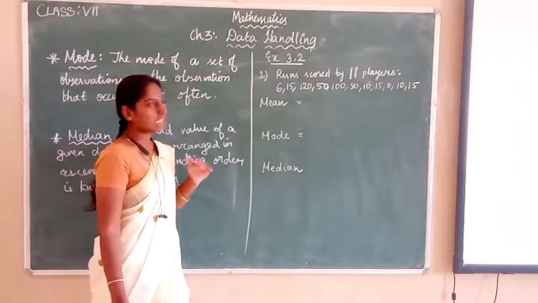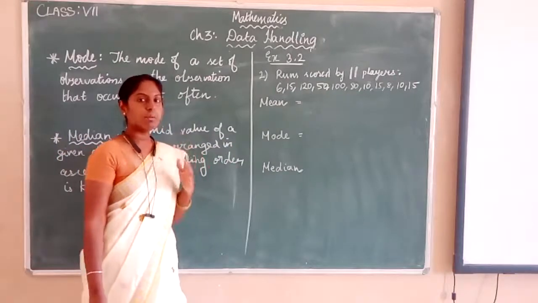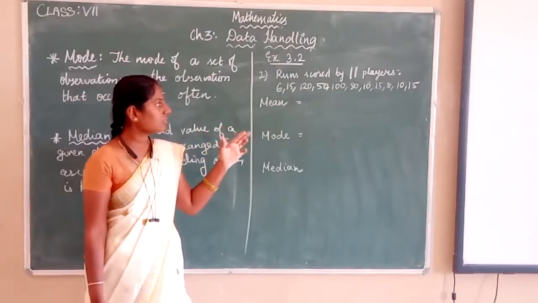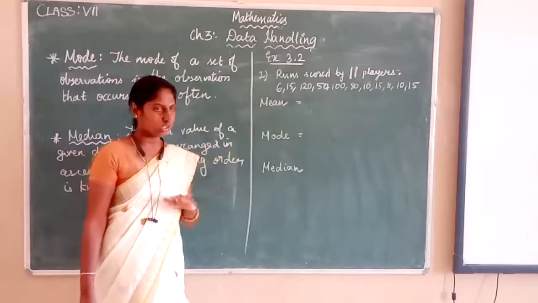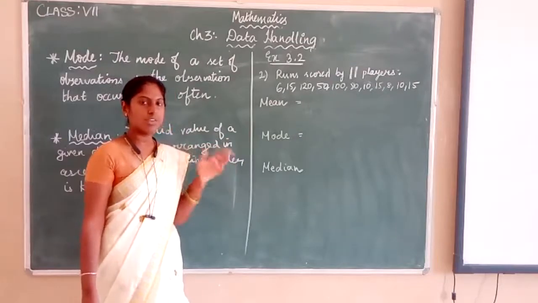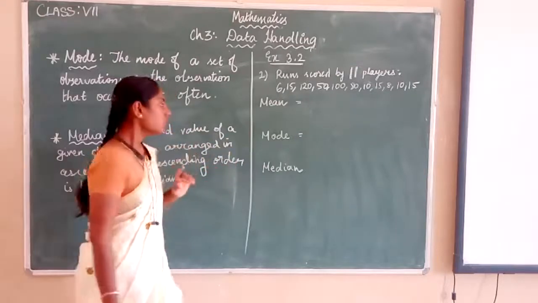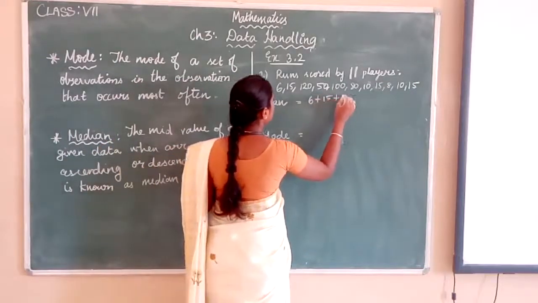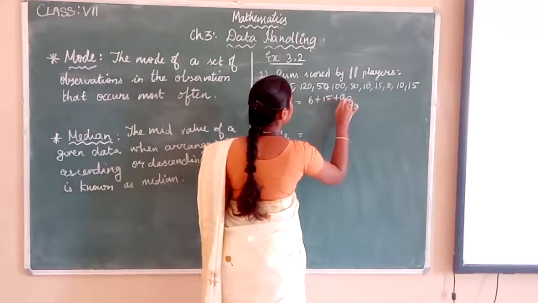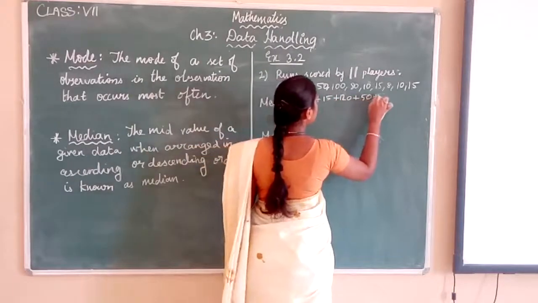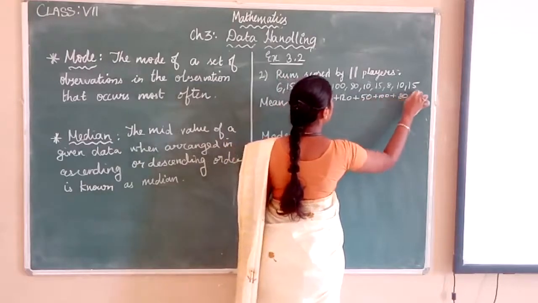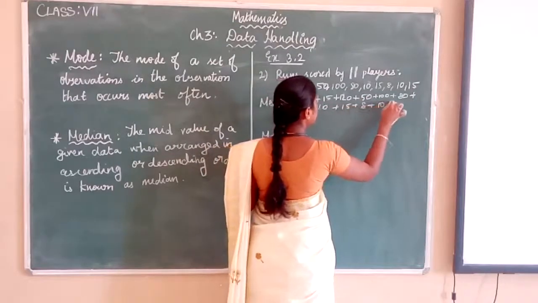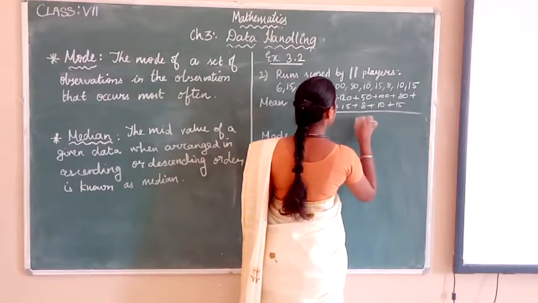Look at the second question. The scores of 11 players are given: 6, 15, 120, 50, 100, 80, 10, 15, 8, 10 and 15. These are the scores. First we have to find the mean, then the mode, then the median. How to find the mean? Sum of all observations divided by the total number of observations, right? So 6 plus 15 plus 120 plus 50 plus 100 plus 80 plus 10 plus 15 plus 8 plus 10 plus 15, divided by 11.